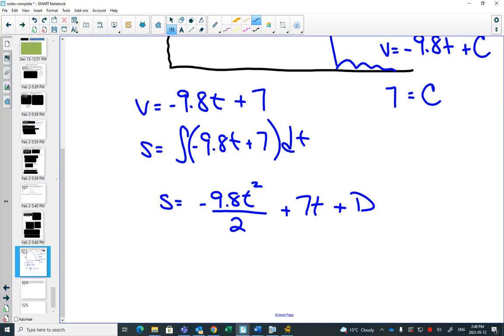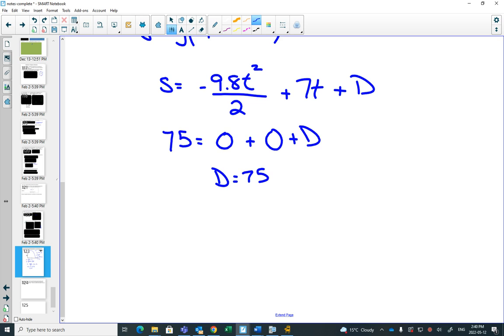And now we can figure out that our initial, so your d value is 75. And we now have a displacement formula. There you go. Negative 4.9 t squared plus 7t plus 75.